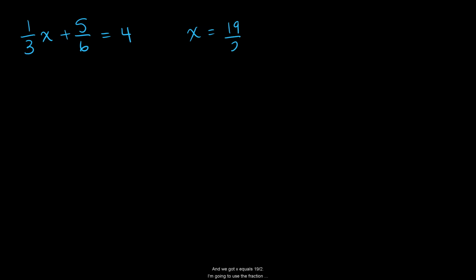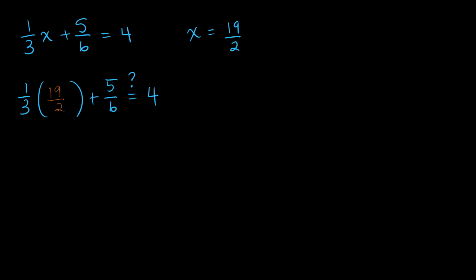So our original equation, 1/3 x plus 5/6 equals 4, and we got x equals 19/2. I'm going to use the fraction form instead of the decimal form since I have fractions in the original equation. And we plug in that 19/2 wherever we see the variable x. We're evaluating the equation now for a value of x, so we need to put that value in for x. I put a question mark over the equal sign because I don't know if it's true right now. I need to verify it.